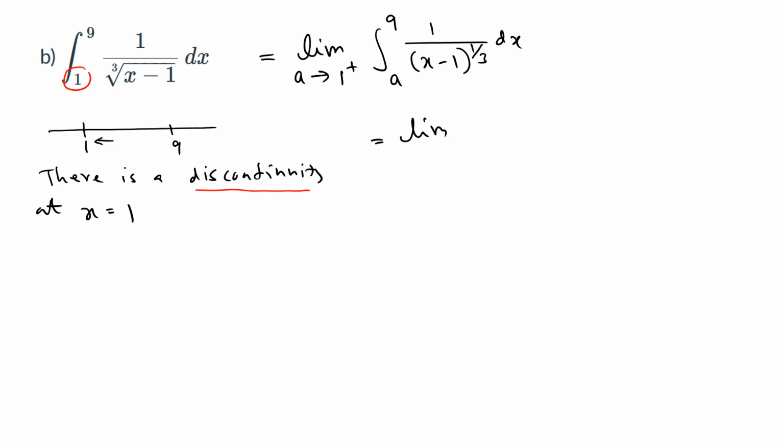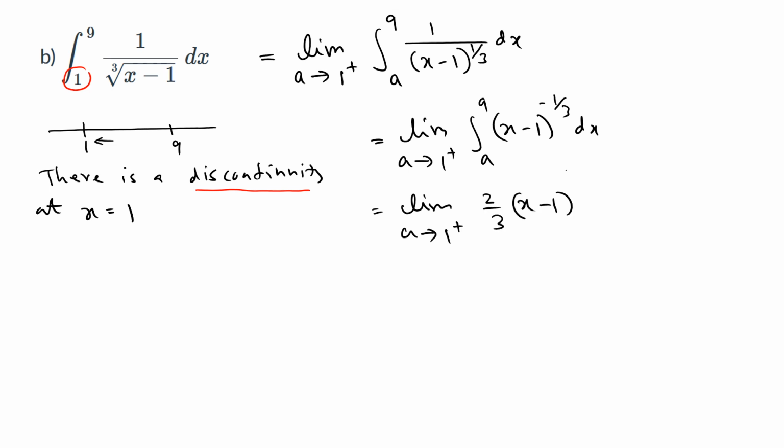Now, how to do this? It's just evaluating the limit. First you need to evaluate the integral. You can write this one as the integral from a to 9 of (x minus 1) to the negative 1/3. This is a very simple problem now. Let's just use the power rule. The limit as a goes to 1 plus of 2/3 ... actually, you add 1 to the exponent and get 2/3, so you get 3/2 here, (x minus 1) to the 2/3, evaluated at 9 and a.